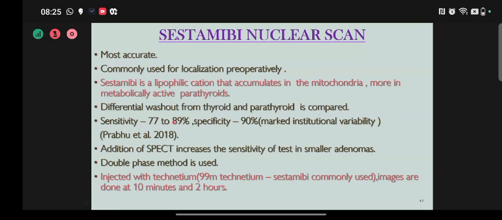Sensitivity is 77 to 89% and specificity is 90 to 92%. Addition of SPECT increases the sensitivity of the test in smaller adenomas, and the double phase method is used, in which technetium is used most commonly, and the images are done at 10 minutes and at 2 hours, and we're going to compare the washout from the thyroid and parathyroid.